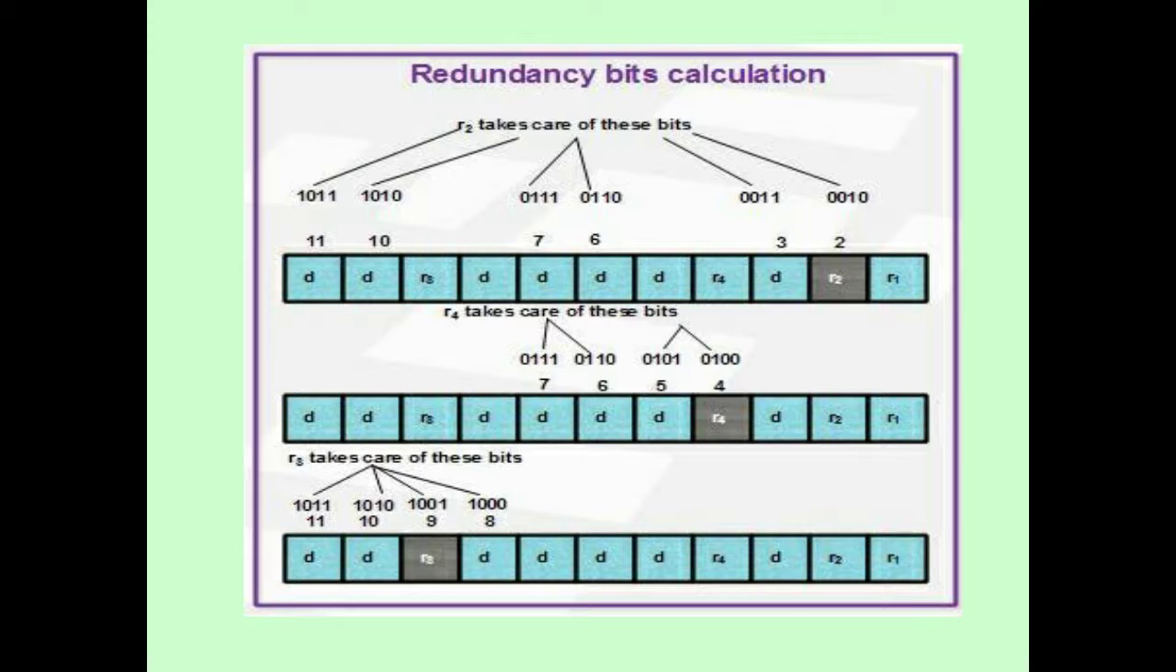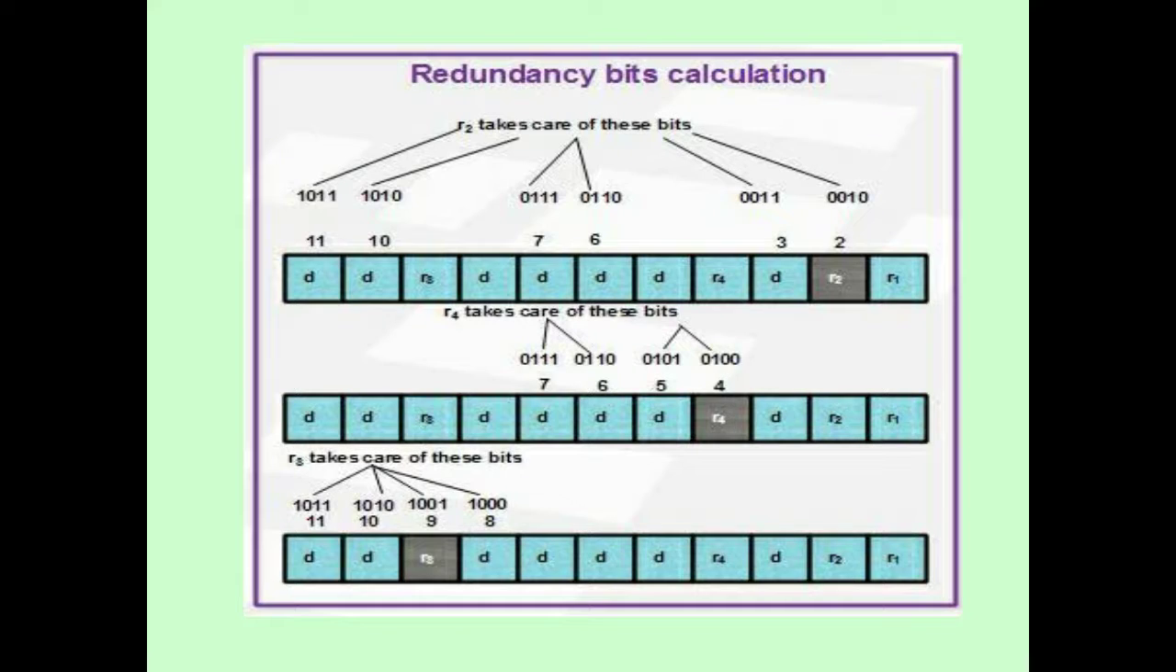Similarly, R4 takes positions 4, 5, 6, 7. Skip 8, 9, 10, 11, like that. The binary equivalents of 4, 5, 6 and 7 are considered. Next, for R8, you have to consider from bit 8. But here you have only 11 bits. So you will consider up to 8, 9, 10, 11, and the binary equivalents.